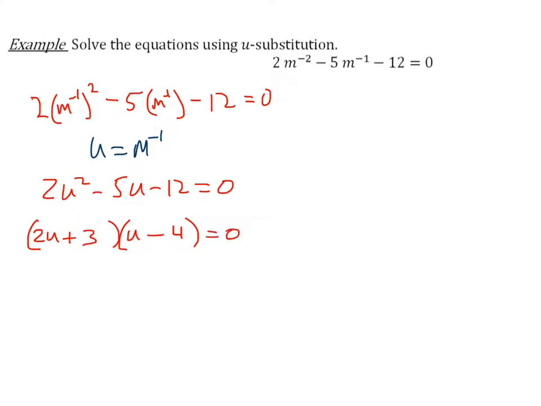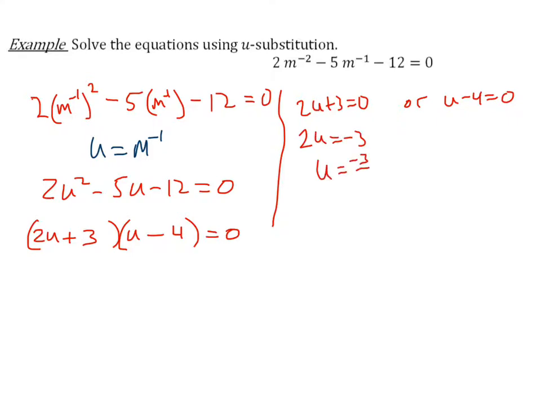So you can use an AC method. You can also use the quadratic formula here if you want, but this will do for us. So we have two equations now. We know that 2u plus 3 equals 0, or u minus 4 equals 0. So this is 2u equals negative 3, and u is negative 3 halves. We have here u equals 4, and we add 4 to both sides.